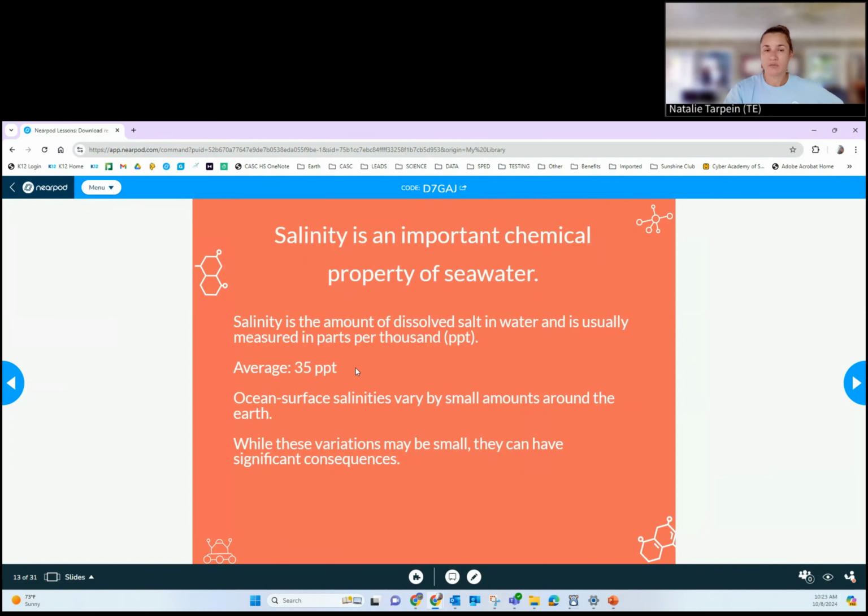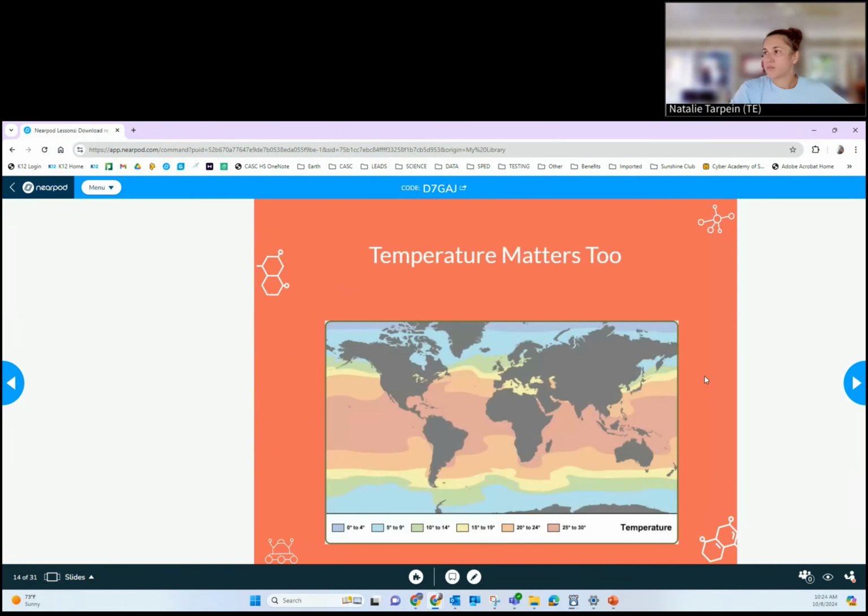A lot of salt. You've probably tasted salt water before. It's pretty salty. And that's 35 parts per thousand. They do vary a little bit around the world. So that's going to be one of the driving factors of these deep ocean currents we're going to look at here in a second. And here we go.